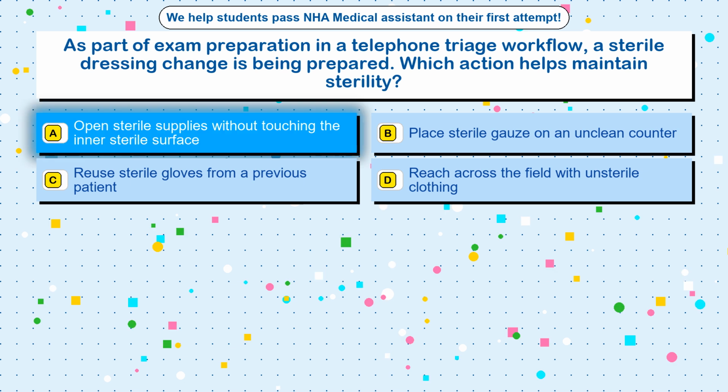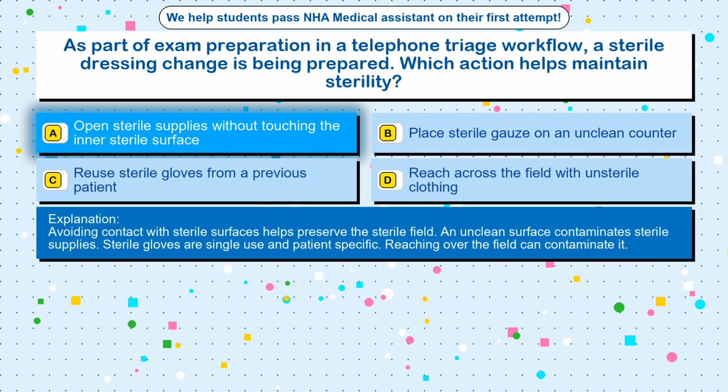The correct answer is option A. Open sterile supplies without touching the inner sterile surface. Avoiding contact with sterile surfaces helps preserve the sterile field. An unclean surface contaminates sterile supplies. Sterile gloves are single-use and patient-specific. Reaching over the field can contaminate it.